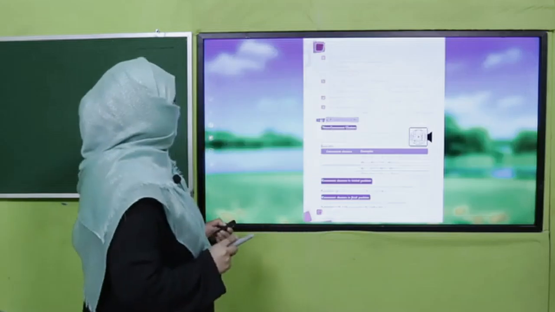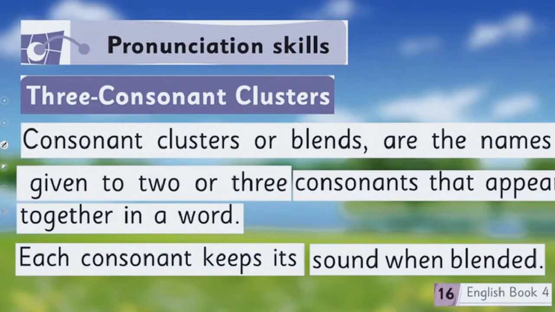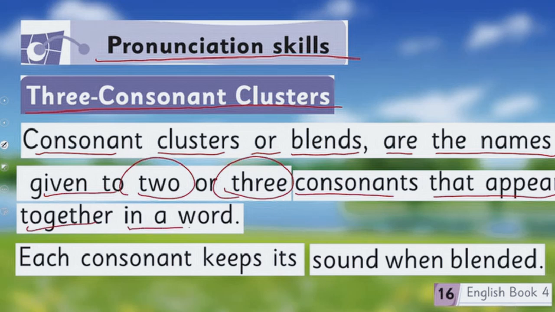Let's see from your book. Open your book on page number 16. Pronunciation skills, 3 consonant clusters. Consonant clusters or blends are the names given to 2 or 3 consonants that appear together in a word. Each consonant keeps its sound when blended.